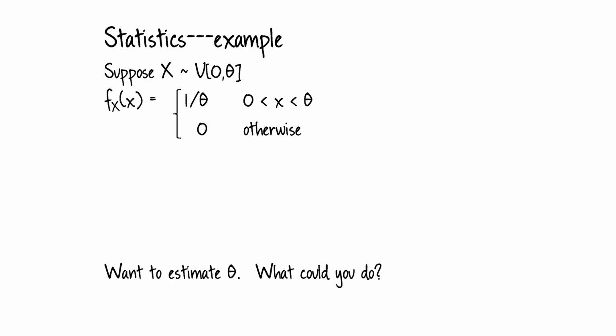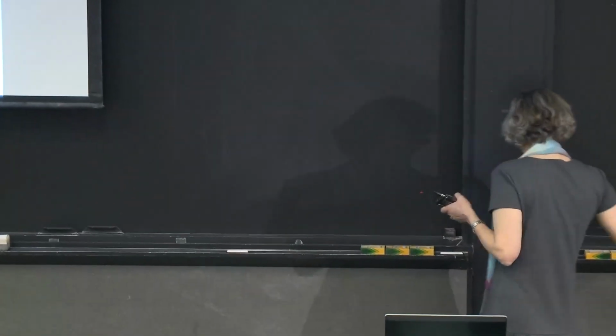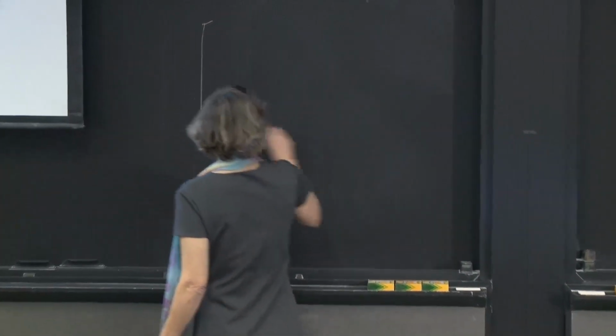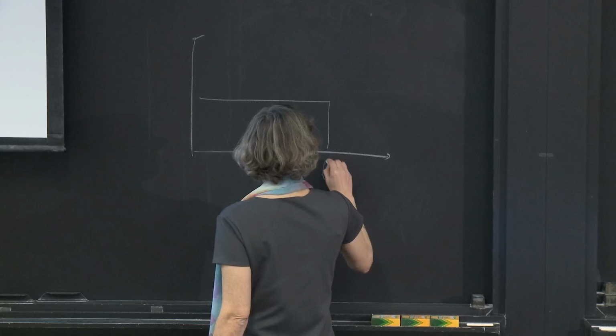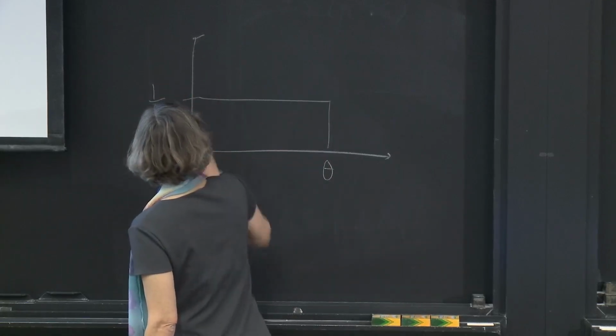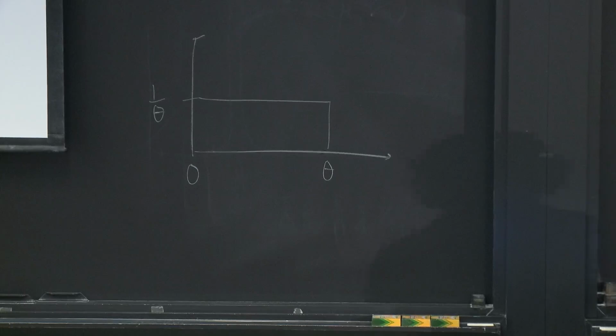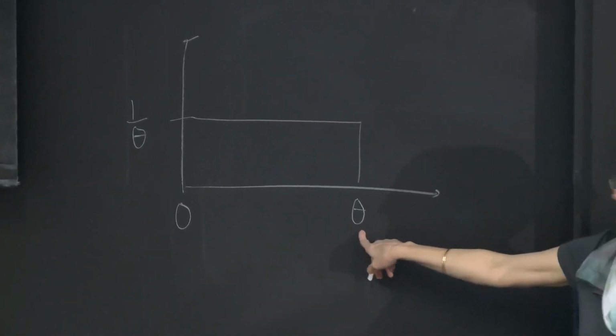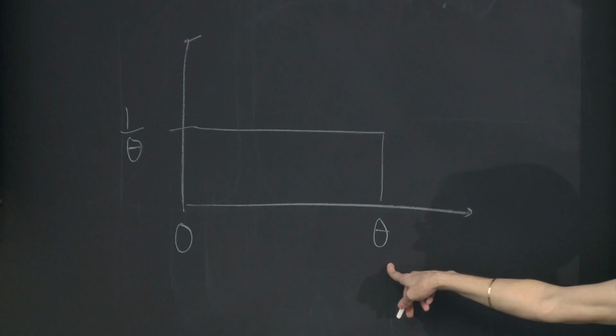Okay, an example. Maybe that will add a little concreteness. Okay, so let's suppose that we have a random variable x, and it has a uniform 0 theta distribution. It has a distribution that looks like this. We don't know what theta is. Okay? We want to figure out what theta is.